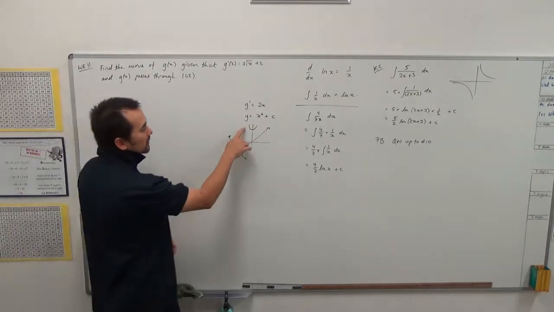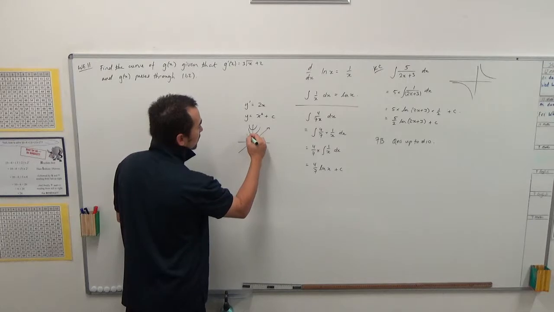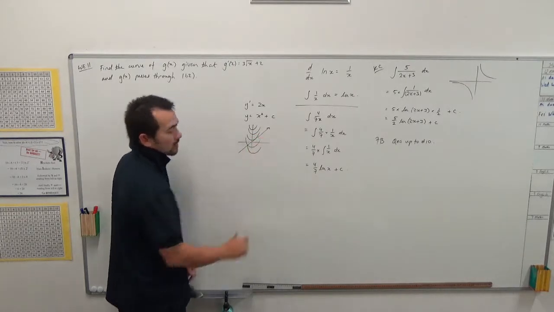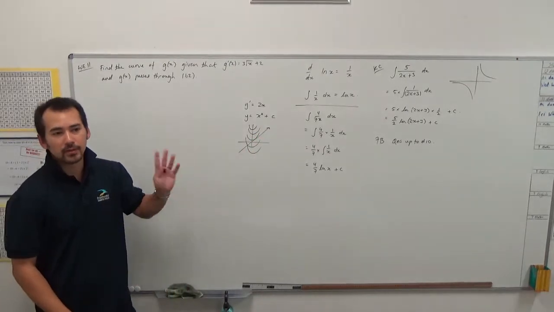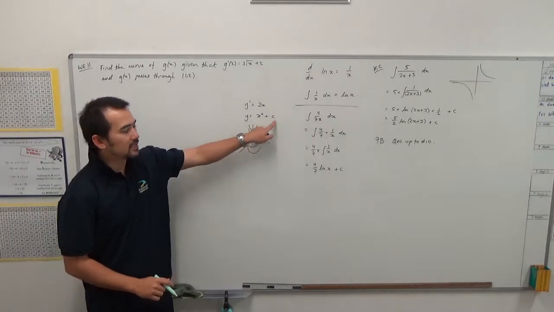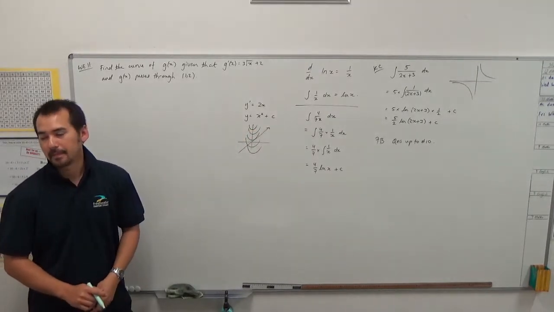But we don't know if it's up there, or if it's there, or if it's there, or if it's there. The vertical shift, we don't know where it is, because the c tells us where that vertical shift is.